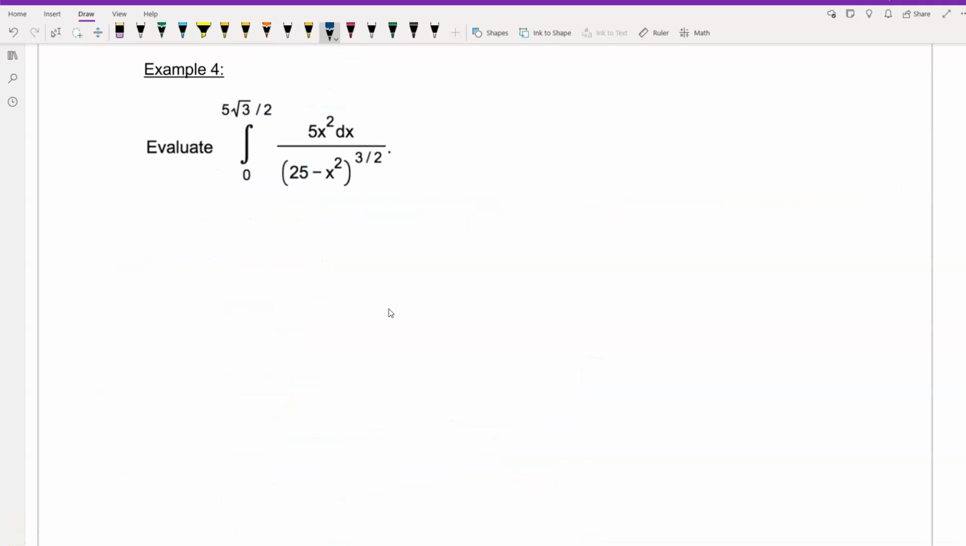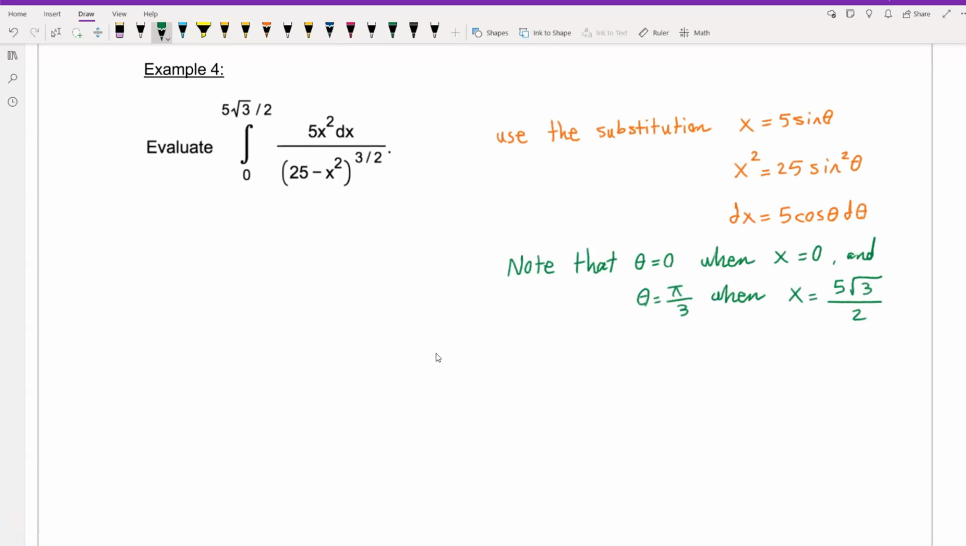Evaluate the integral from 0 to 5 square root of 3 divided by 2 of 5x squared dx divided by 25 minus x squared, power 3 over 2. So in this case, based on what we have here, 25 minus x squared, I used the substitution x equal to 5 sine theta. Here we have x squared, which is equal to 25 sine squared, and we have to find dx. So dx is equal to 5 cosine theta d theta.